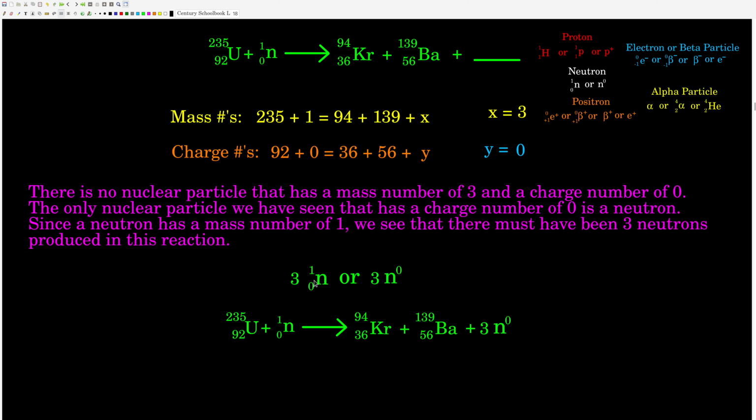So we could write 3 neutrons like this or like this, and this looks like that. This way you see that the mass numbers add up: 3 times 1 is 3, plus 139 plus 94 is 236. There we go.